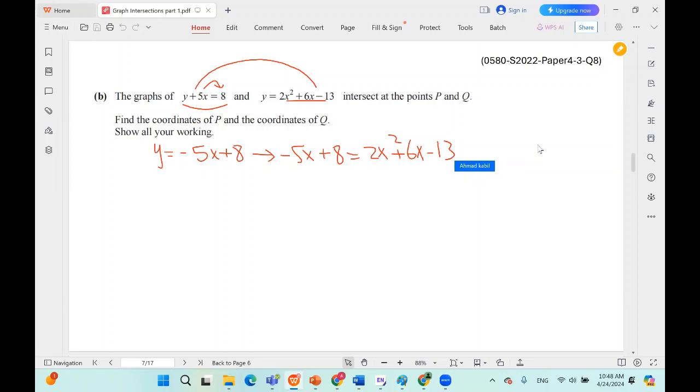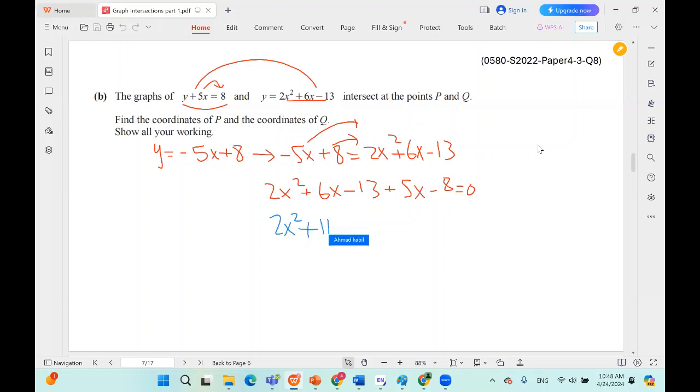Now we take everything to one side. So I'm just going to take the 5x to the other side as well as the 8. I get 2x squared plus 6x minus 13 plus 5x minus 8. We have to change the signs, remember? And all of this is equal to 0. So 2x squared plus 11x, 6 plus 5, and then minus 21 equals 0.